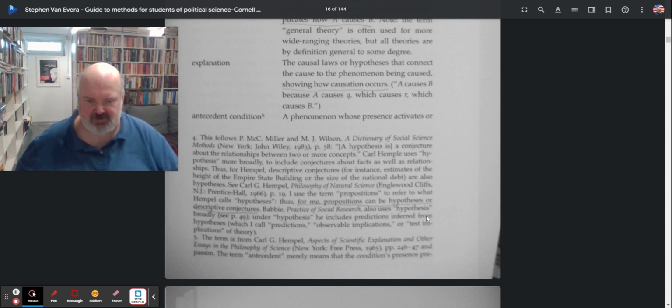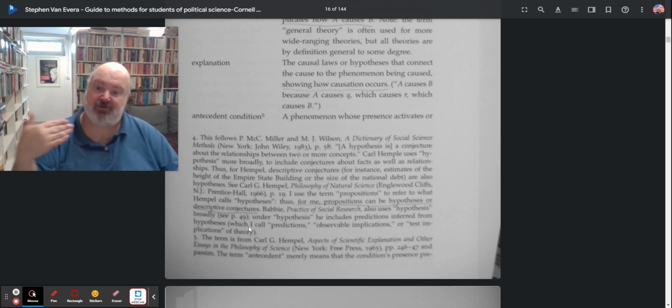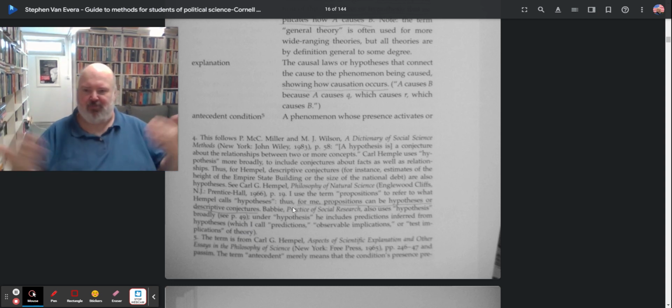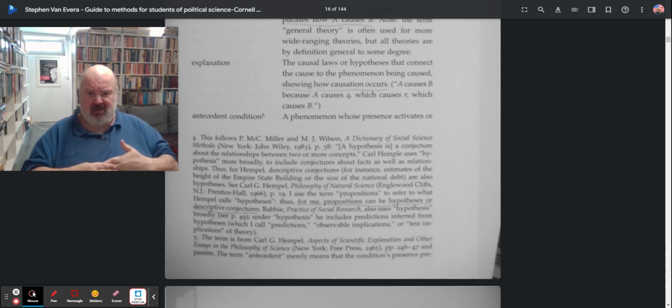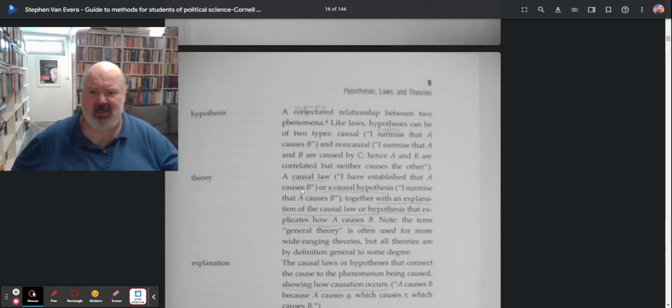Babbie also uses hypothesis broadly. Under hypothesis, he includes predictions inferred from hypothesis, which I call predictions or observations. In other words, he's going to use it more narrowly. I agree with Van Evera because other people use it more broadly and it becomes confusing. A hypothesis should be more narrow. It is aiming at the conjectured relationship between the two phenomena that we're looking at, right?